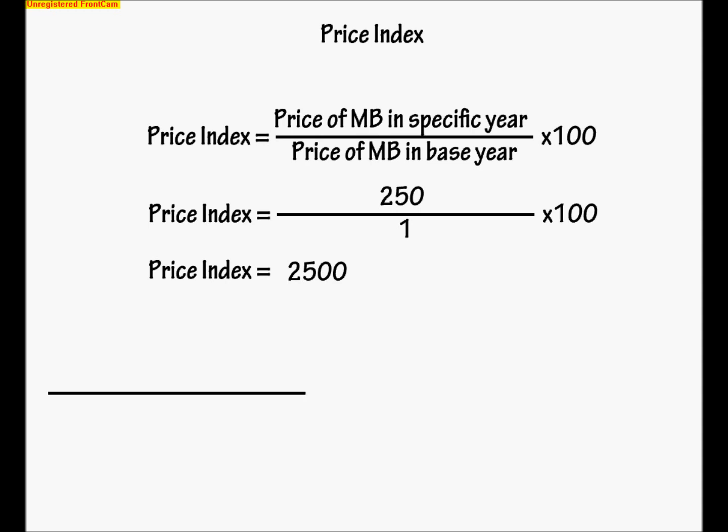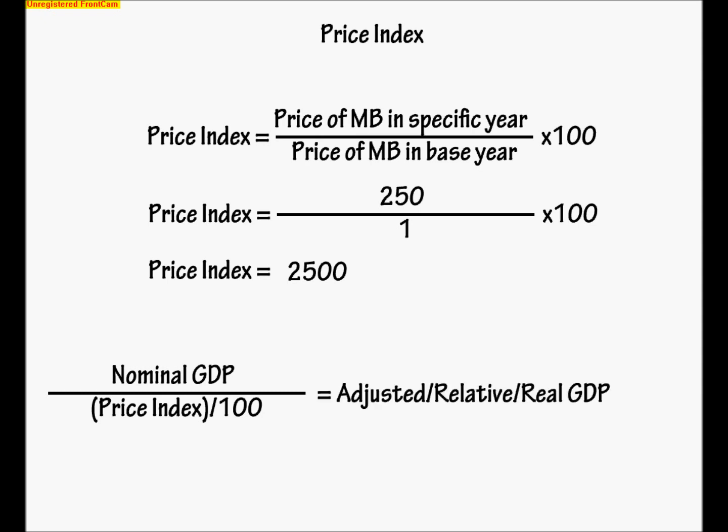Now, you actually use the price index when you're looking to change nominal GDP, or a nominal value, into a real value, like we saw in the last lesson. The most effective way to do this is to take your nominal GDP and divide by the price index, once that price index has already been divided by 100. In other words, it's put into a decimal in the hundredths place. The result of this is your adjusted, relative, or real GDP, whatever term works best for you.